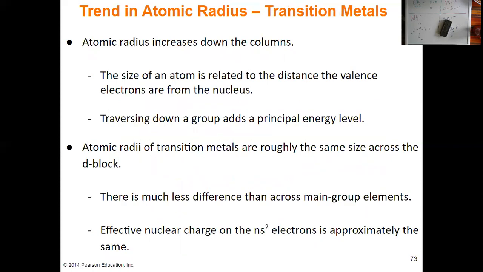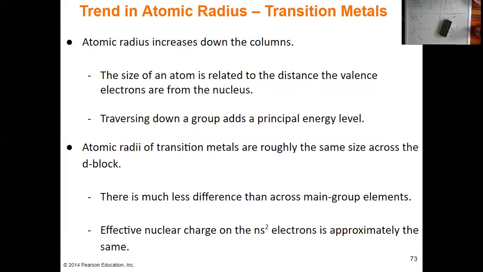Now transition metals, once again, are always going to bring something a little bit different to the table here. We are going to notice that the size of our atom is related to the distance that the valence electrons are from the nucleus. So our atomic radius is going to mostly be determined by our period value, not by our group number, in terms of transition metals.